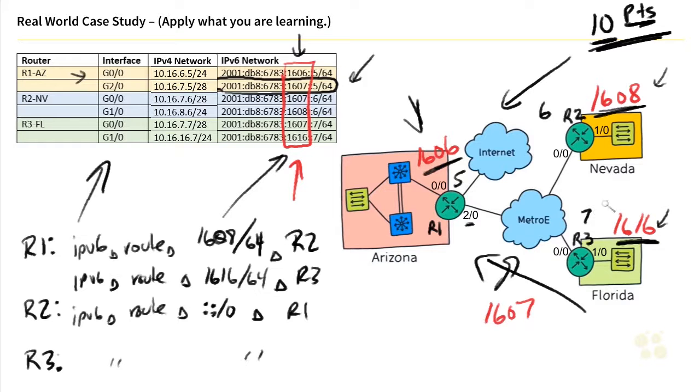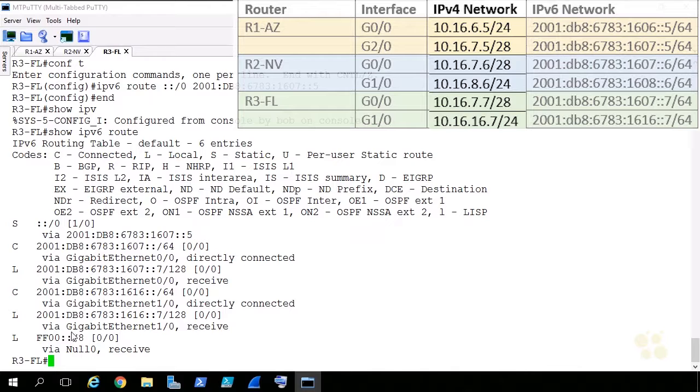So let's go ahead and do that for a connectivity test. And because we're sitting here on R3, let me just go ahead and grab R3's IP address here. This local route will give us the full 128 bits. So that's the address that we want to ping from R1.